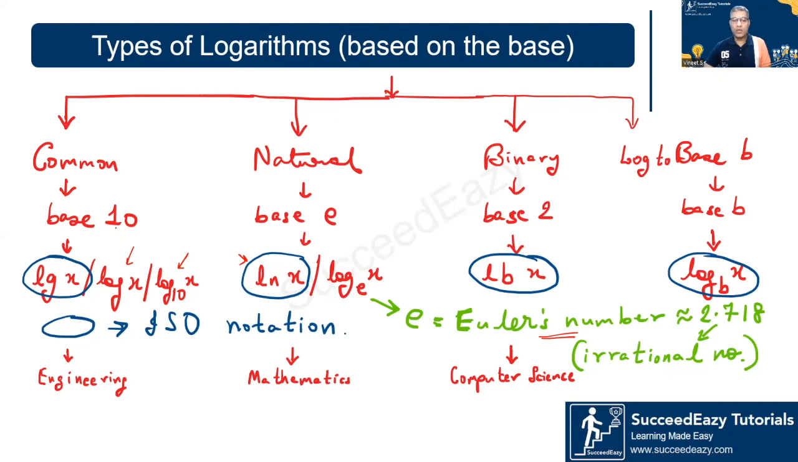Please note that common logarithms are mostly used in engineering. By the way, these notations are all ISO notations. Common logarithms are mostly used in engineering, natural logarithms in mathematics, and binary logarithms in computer science.